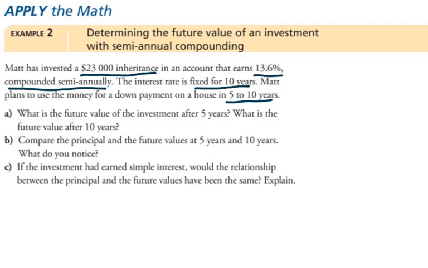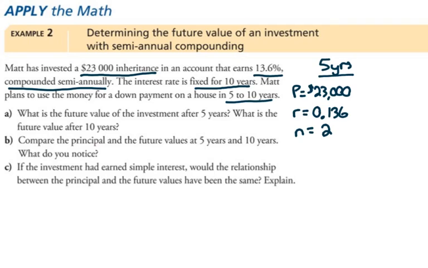So looking at 5 years, I'm going to define the variables over here, and then I'm going to flip to a new page to do the calculation. We know his principal that he has is $23,000. His interest rate is 13.6%, so 0.136. This is compounded semi-annually, means that interest is compounded twice per year. And in this case, the amount of time is 5 years.